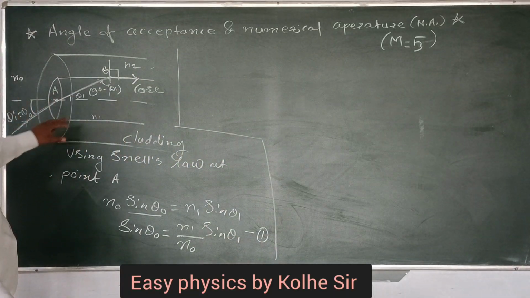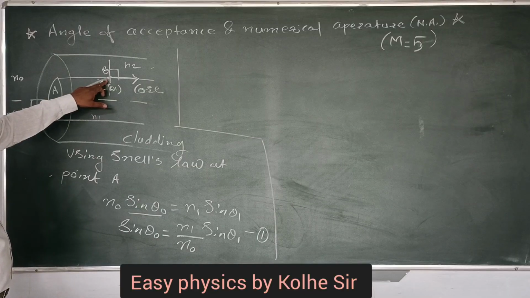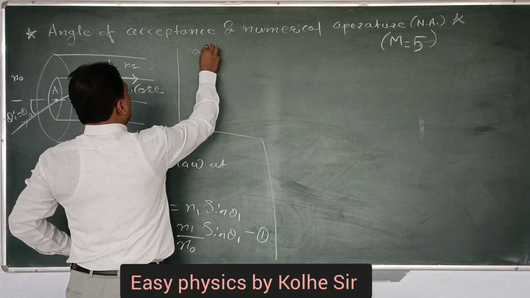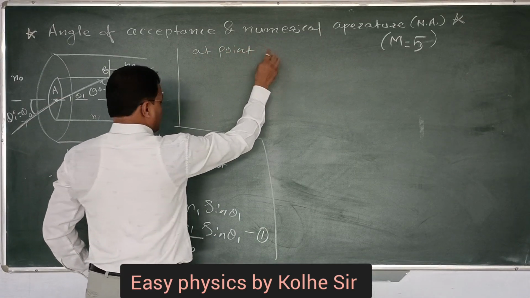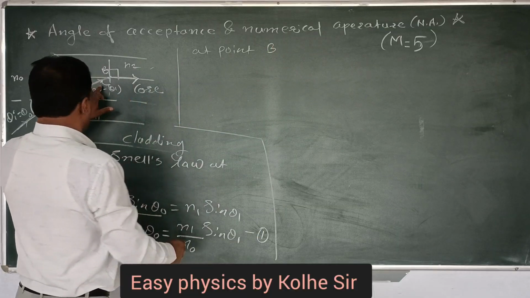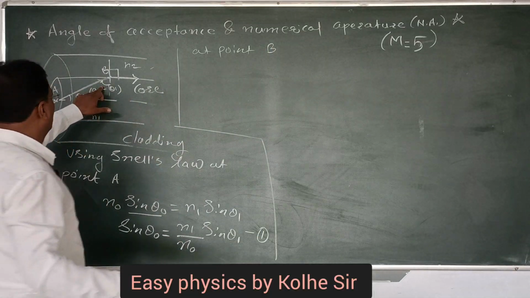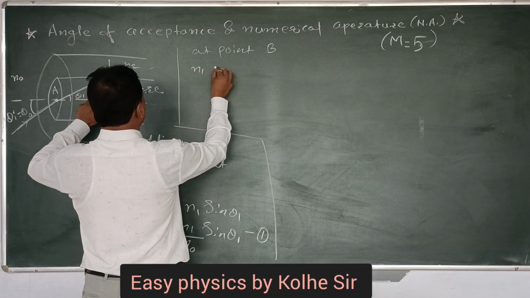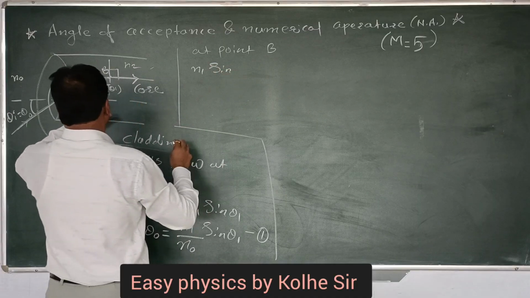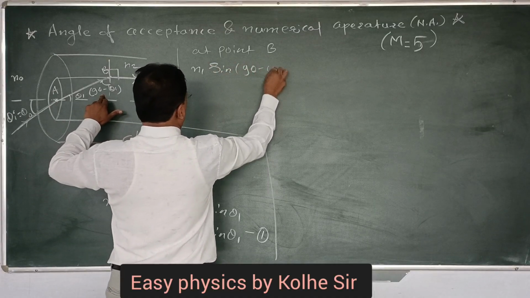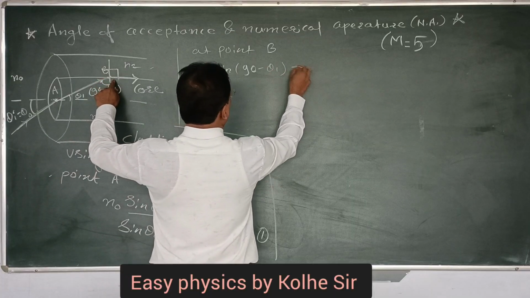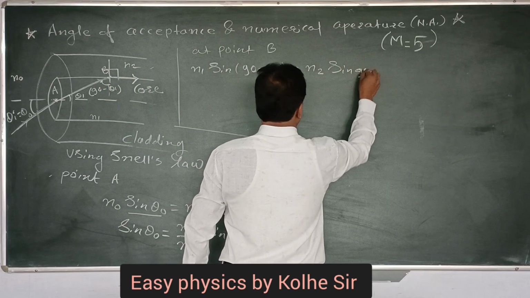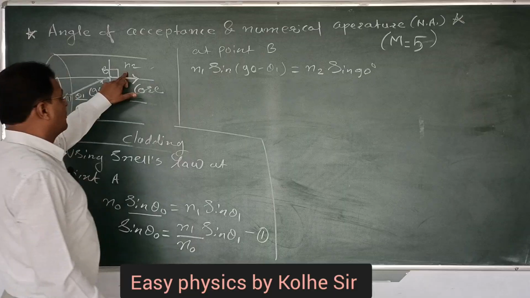Now concentrate on the point B. So at point B, refractive index of core is n1, corresponding incident angle is sine of 90 minus theta 1 is equal to refractive index of second medium n2 and corresponding refracted angle is 90 degree. Means refracted with the 90 degree.